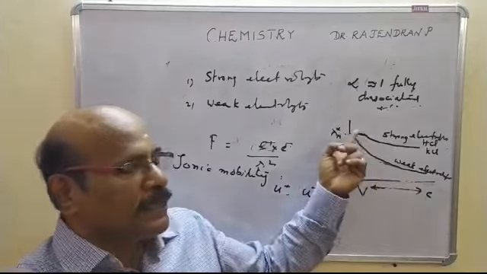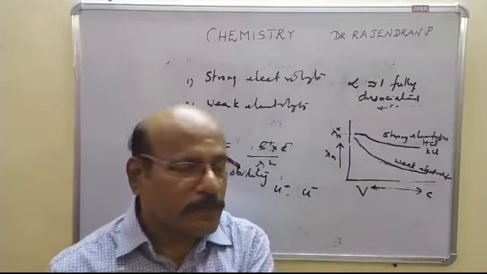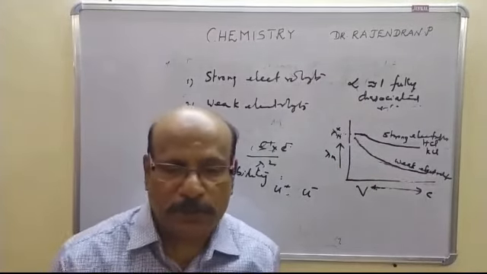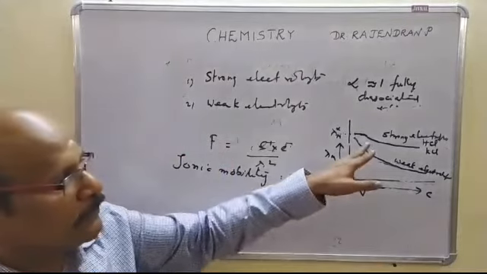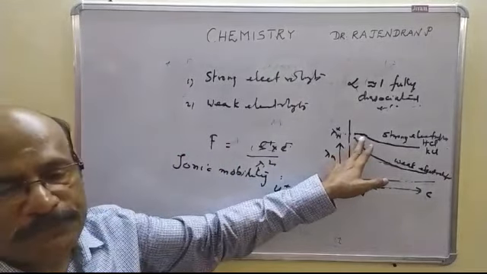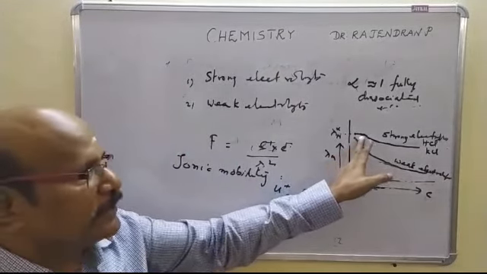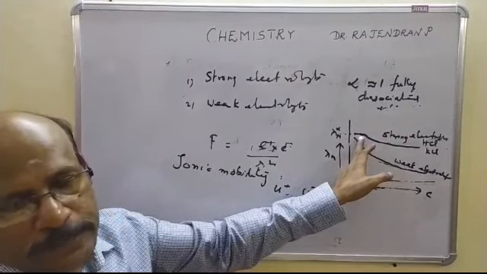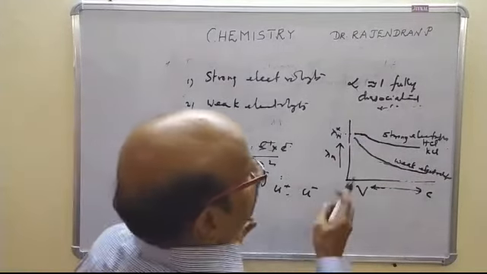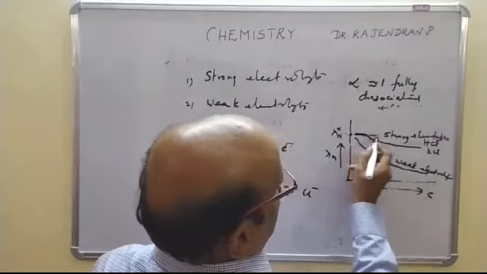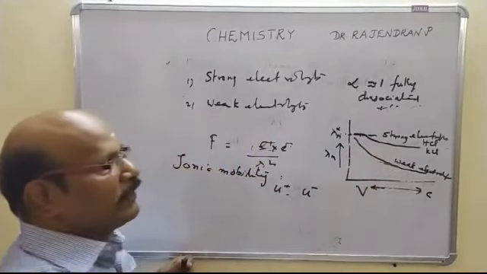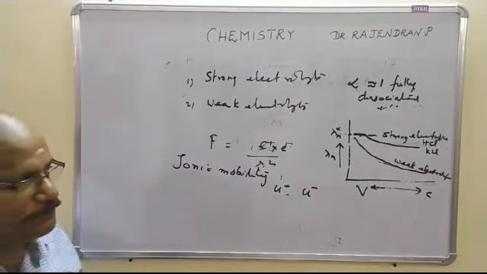And finally, at infinite dilution, when all the cations and anions are completely free from the electrostatic force of attraction, it will reach a maximum limiting value, which can be obtained graphically. So graphically we get the value in the case of a strong electrolyte.